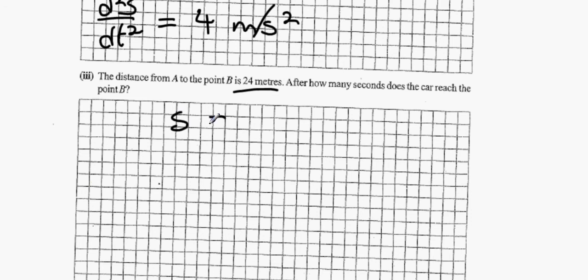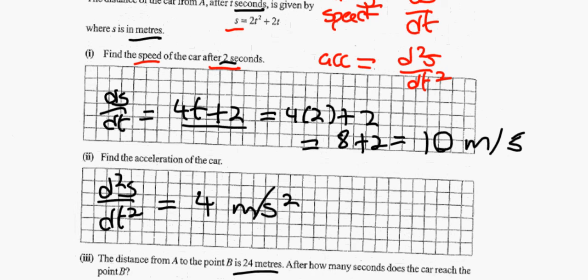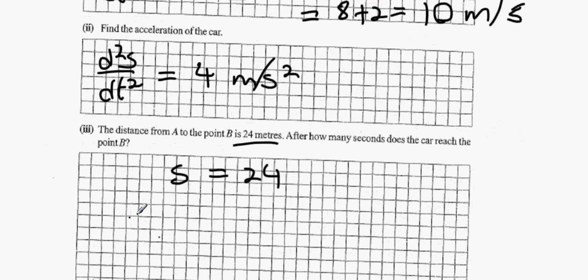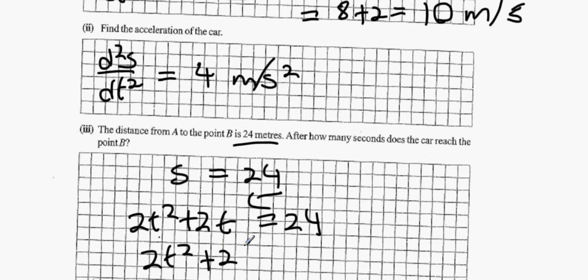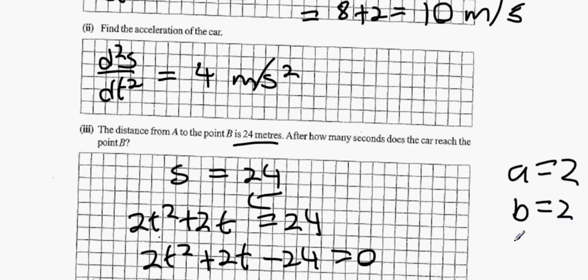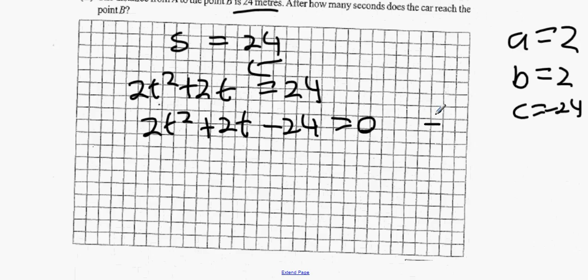Distance formula, s equals 24. This means that this formula here, 2t squared plus 2t, equals 24. Bring 24 over to your side, you get 2t squared plus 2t minus 24 equals 0. You could do the minus b formula where a equals 2, b equals 2, and c equals minus 24. But in this one, I'm just going to divide by 2 because each number here is divisible by 2.